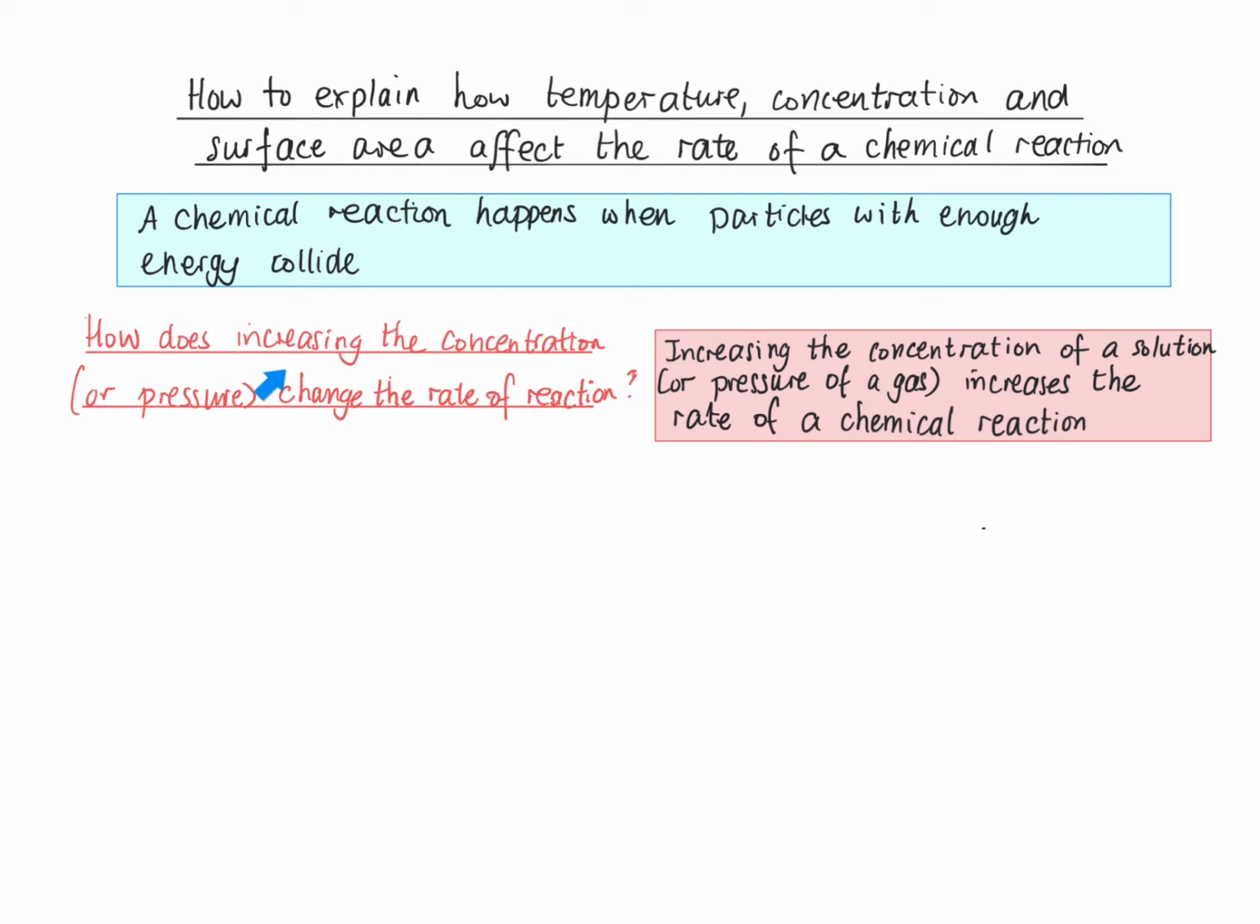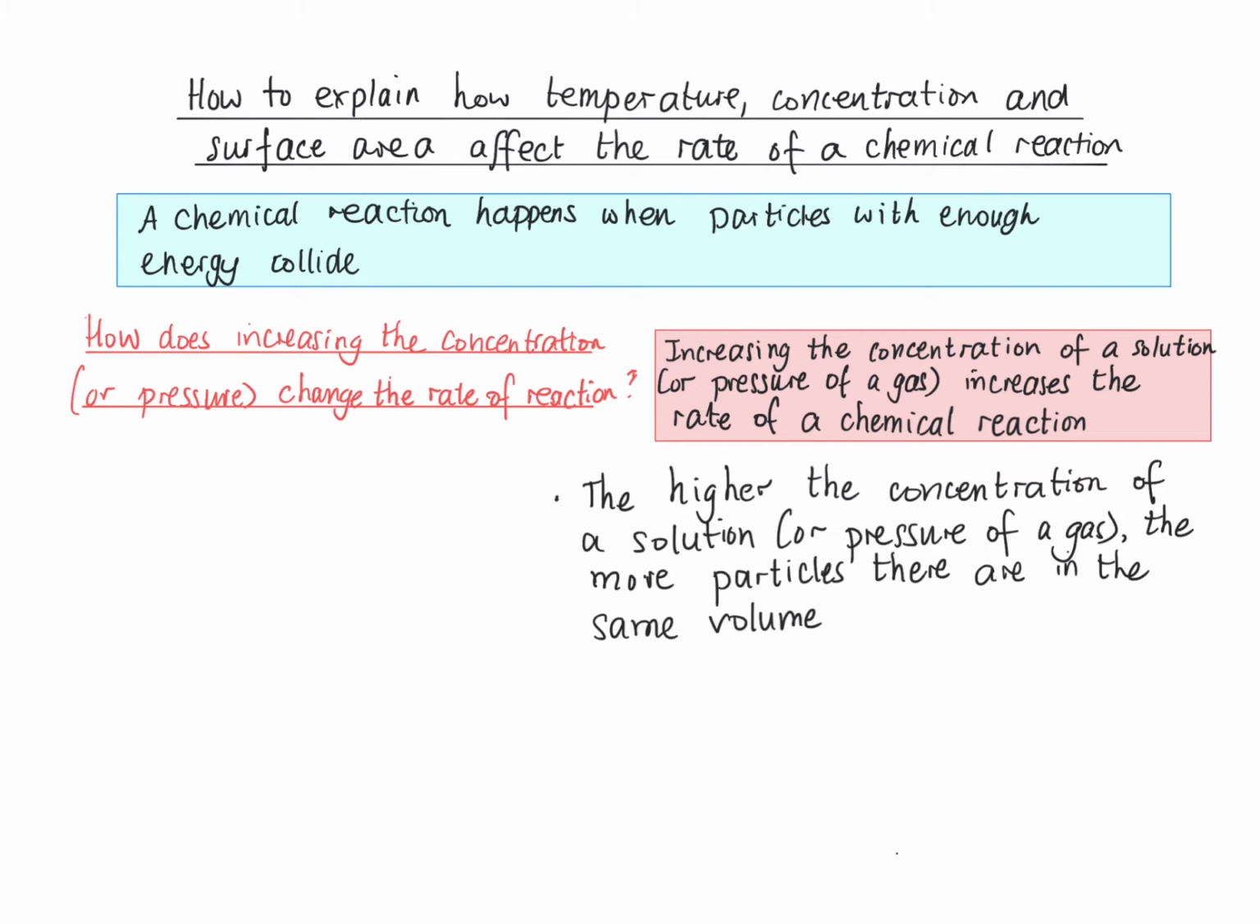How does increasing the concentration or pressure change the rate of the reaction? Well, increasing the concentration of a solution or the pressure of a gas increases the rate of a chemical reaction. It goes quicker at high concentration if there's a solution present, or at high pressure if there's a gas present. And the reason for that is, the higher the concentration of a solution or the pressure of a gas, the more particles there are in the same volume. So that means there are more collisions, more successful collisions per second, just because there's more stuff in the same space.